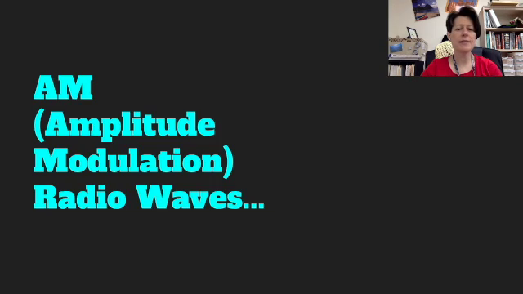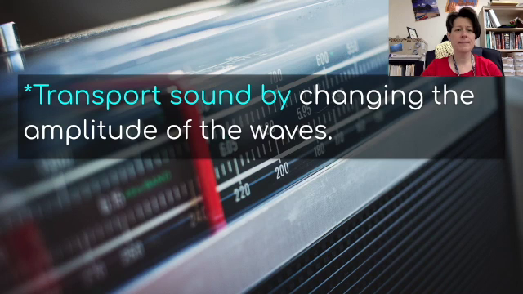Now, AM, amplitude modulation radio waves, transport sound by changing the amplitude of the wave. So basically, that height of the waves, they change the amplitude of the waves. What this does is it varies the strength, because we said that has to do with intensity when we were talking about sound. So it varies the strength, which can be a weakness.